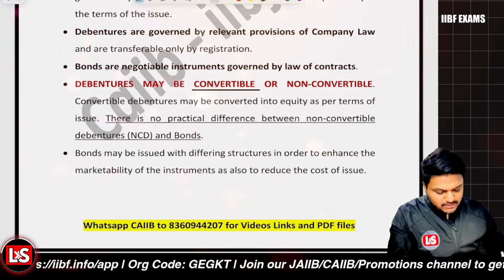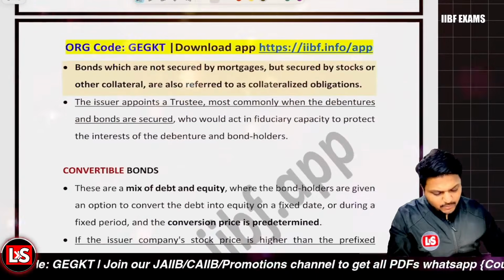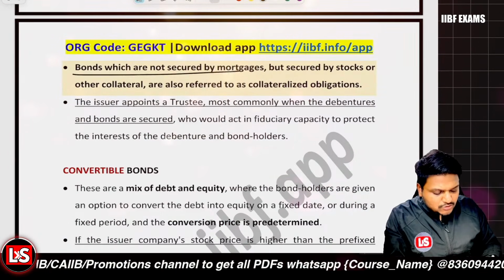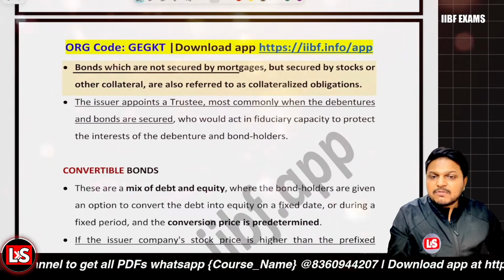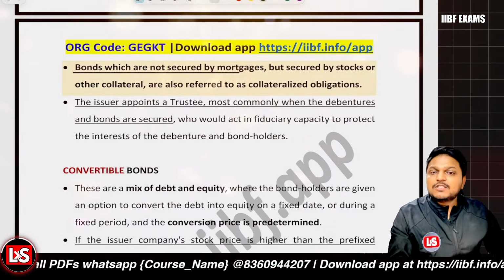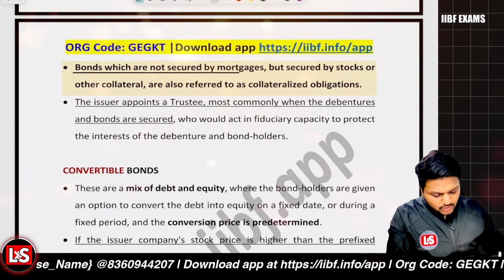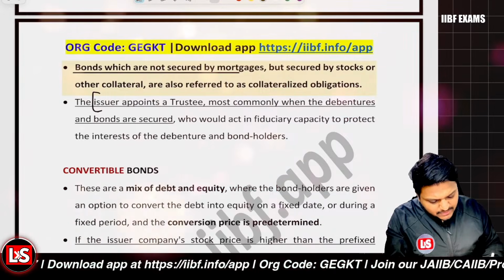And the debentures could be secured or unsecured, and also charges may be created upon the bonds. Like bonds may be secured by a mortgage, or a fixed charge may be created, or a floating charge may be created, or let's say even an unsecured bond may be issued, right? Is that clear? And also sometimes a trustee is appointed. The issuer appoints a trustee sometimes.